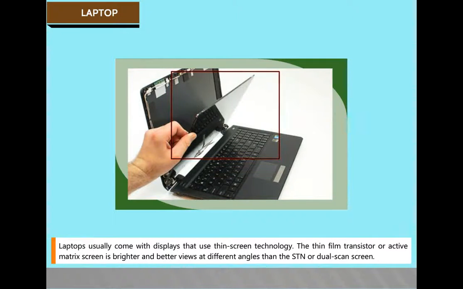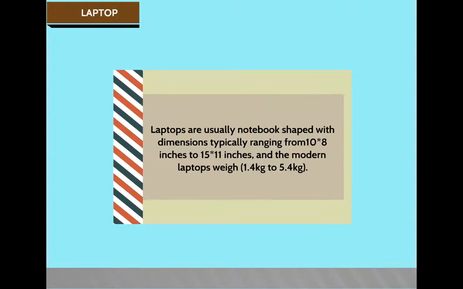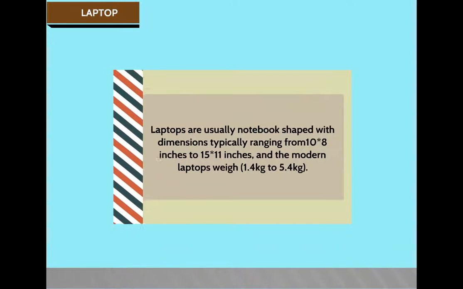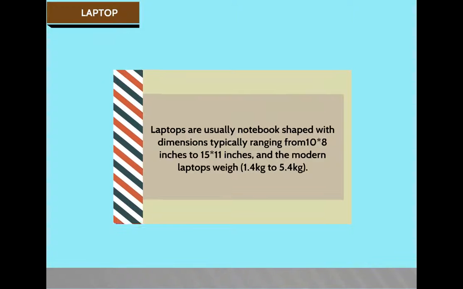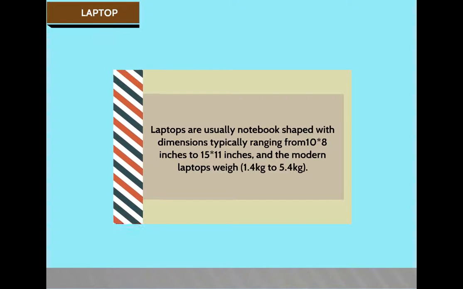Laptops usually come with displays that use thin screen technology. The thin film transistor or active matrix screen is brighter and better viewed at different angles than the STN or dual scan screen. Laptops are usually notebook-shaped with dimensions typically ranging from 10 by 8 inches to 15 by 11 inches, and modern laptops weigh 1.4 kg to 5.4 kg.